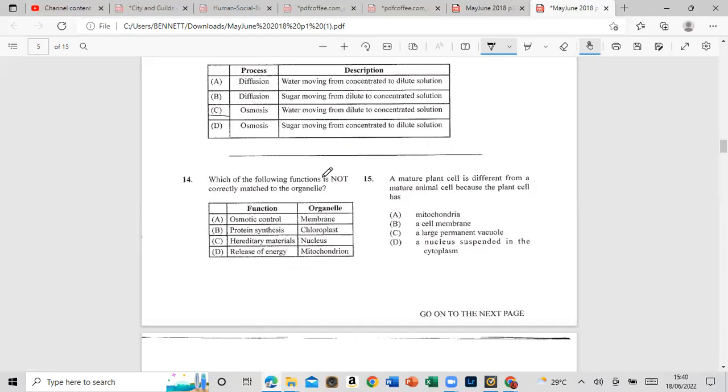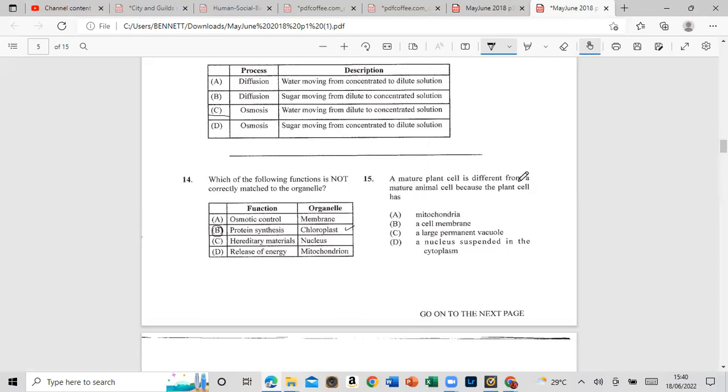Which of the following functions is not correctly matched to the organelle? All right, so function and the organelle. Osmotic control, that's membrane. Protein synthesis, that's chloroplast. Oh, we say not. So it has to be this one. Really? All right, so that would be B. Release of energy, that's correct. Hereditary material, that's nucleus, and the osmotic, yeah, definitely. All right, so let's move on to 15.